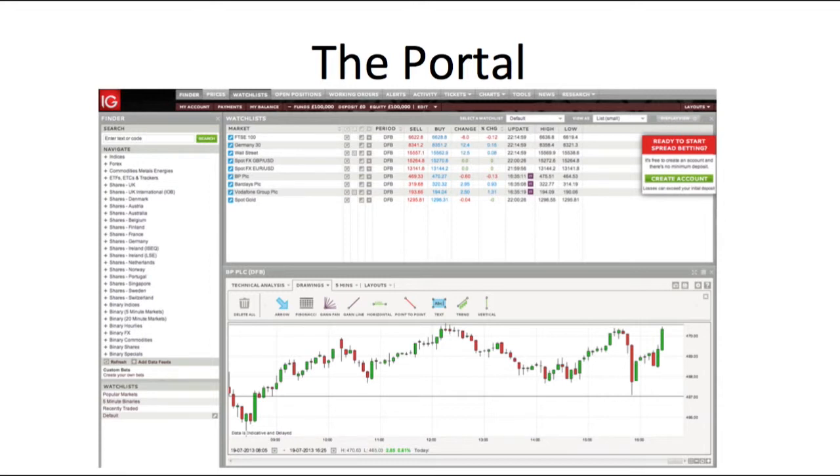They provide you with a portal which looks very much like this. This is from IG Index, but they all follow a very similar layout. I must point out that IG's is very good. They've recently updated it, and it is rather exceptional.